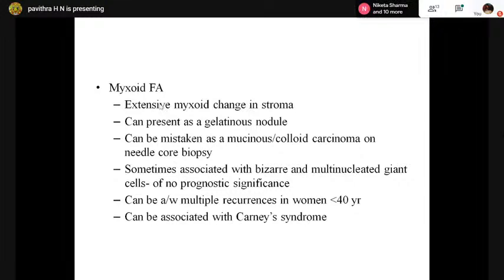And next is the myxoid fibroadenoma. They usually show extensive myxoid change in the stroma. They can present as a gelatinous nodule. So they can be mistaken for mucinous or colloid carcinoma on the needle core biopsy. So you should be very careful when you get such needle core biopsies, because they also can have bizarre multinucleated giant cells. Though they don't have any prognostic significance in the myxoid fibroadenoma, we should be careful not to call it mucinous carcinoma. They are commonly associated with recurrence in patients younger than 40 years of age, and syndromic association can be seen with Carney syndrome.